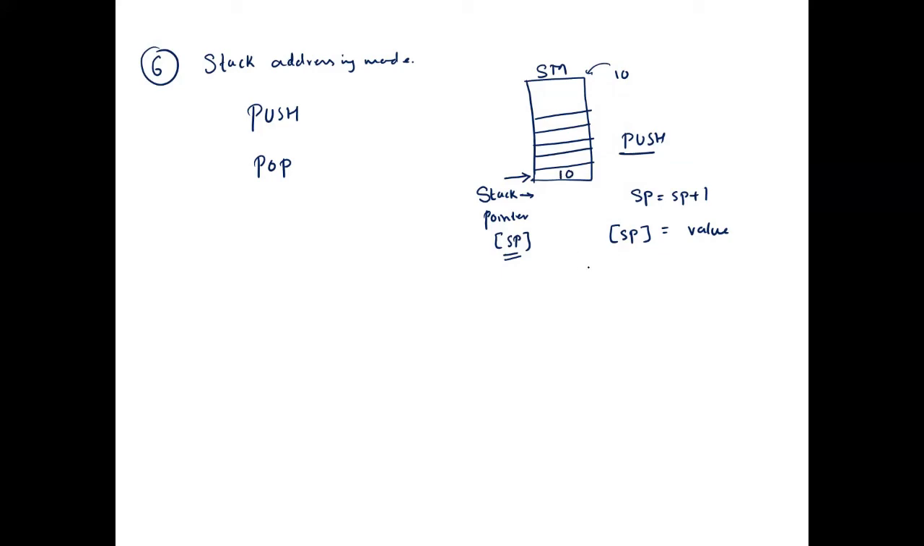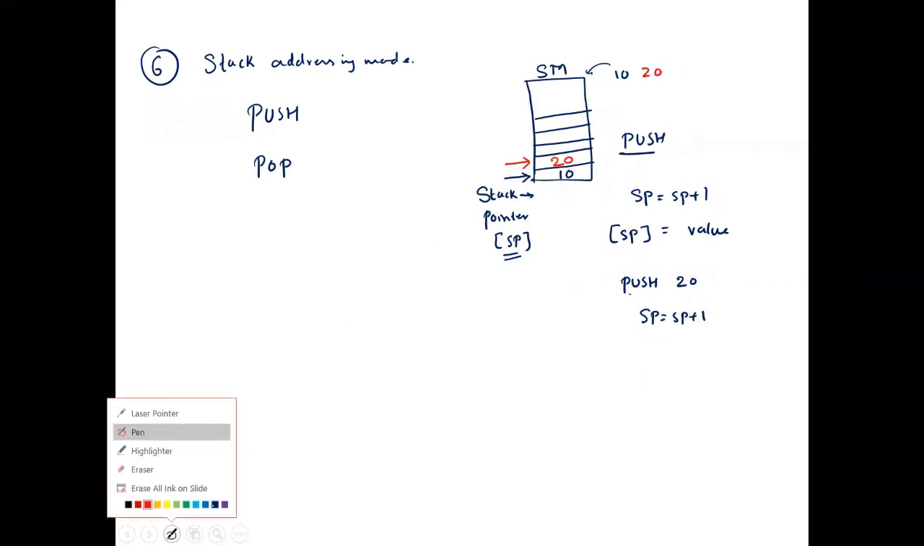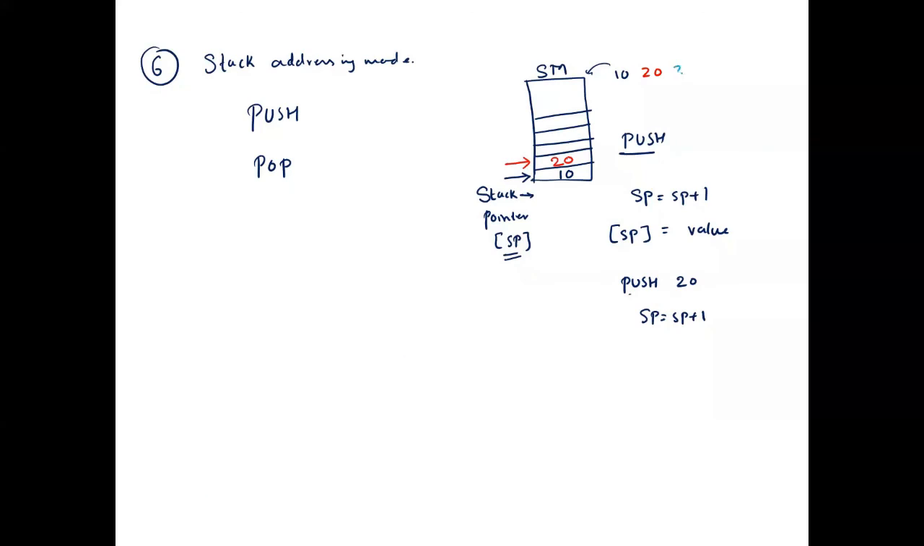If you want to push another value, say 20, then first the SP value is incremented by 1. SP was pointing here; now after the increment it will point here, and then it will push the value 20. And if I want to push another value, say 30, then again the SP value will first get incremented and then it will write 30.